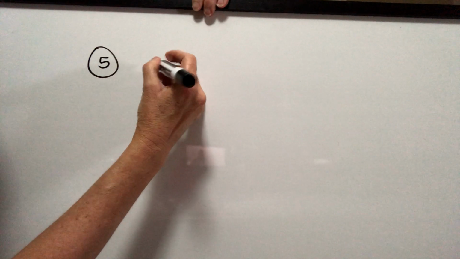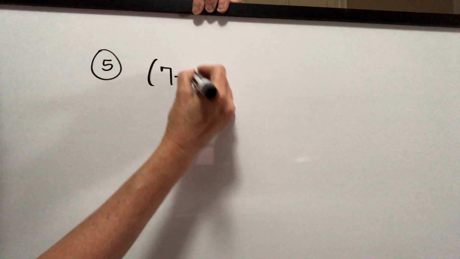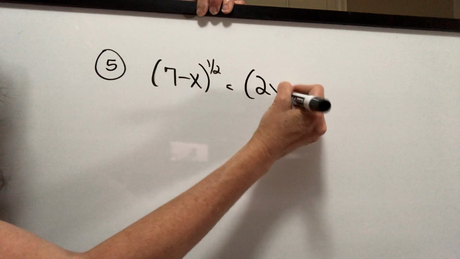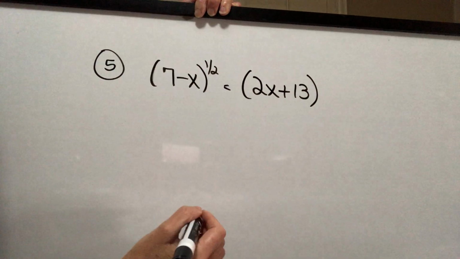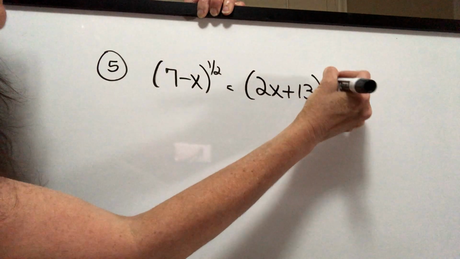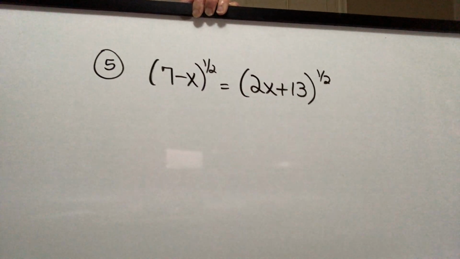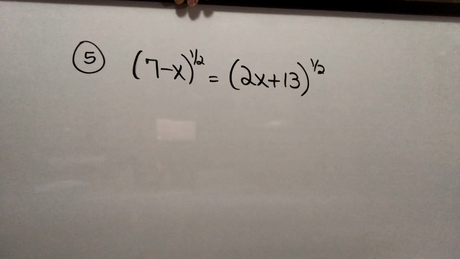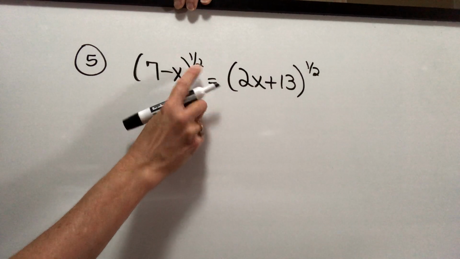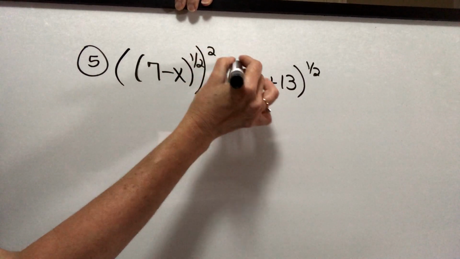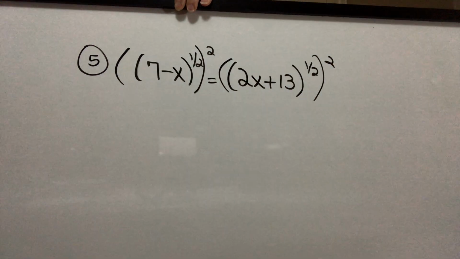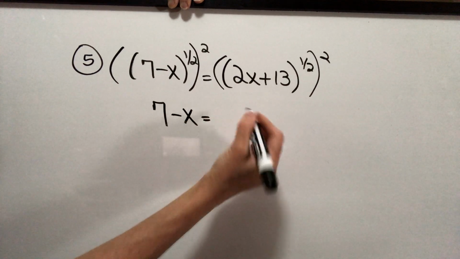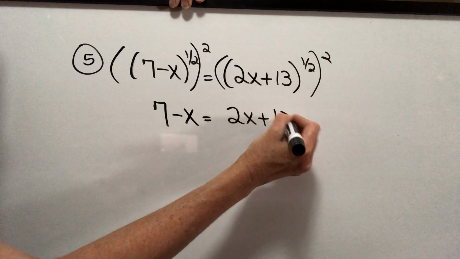Okay, just a couple more. So on number 5, we have 7 minus x to the half power equals 2x plus 13 to the half power. Okay. So you don't need to move anything around. We would go right to the step of raising to a power. So you think, what is the reciprocal of a half? That would be 2. So I'm going to square both sides. And when you multiply a half times 2, you get 1. So that means you just have 7 minus x on one side and 2x plus 13 on the other.